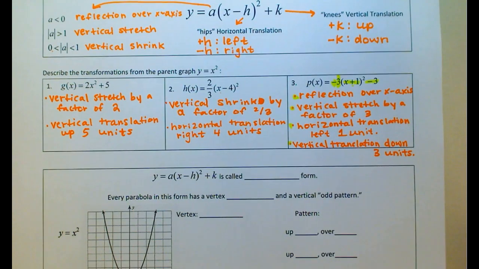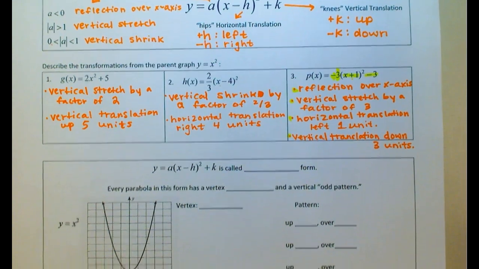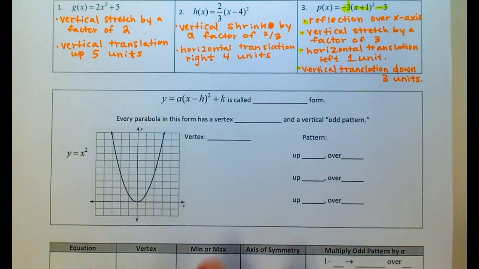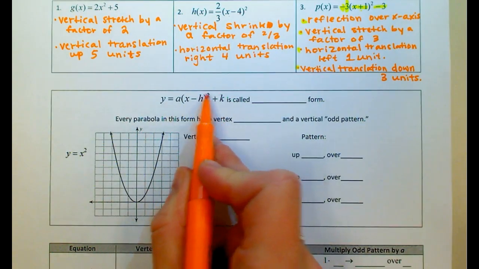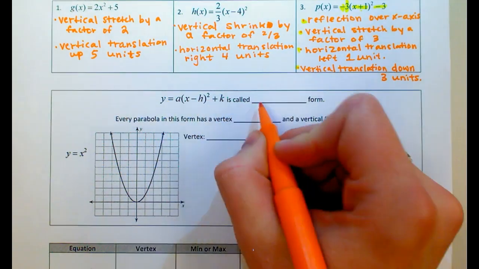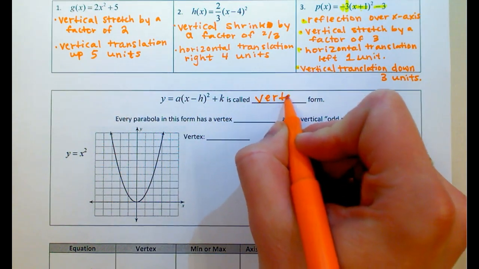Don't forget when you do this on your homework, be as specific as you can and write the description for every transformation. Don't be lazy and write left 1. Please tell me the horizontal translation and the vertical translation. Be very specific. All right, so now what we're actually going to be doing with these problems is graphing these in vertex form. So this, what we were just working with, our transformations, is called vertex form.